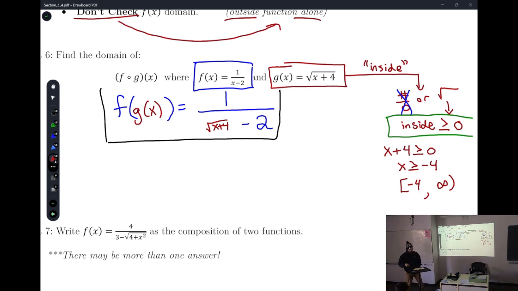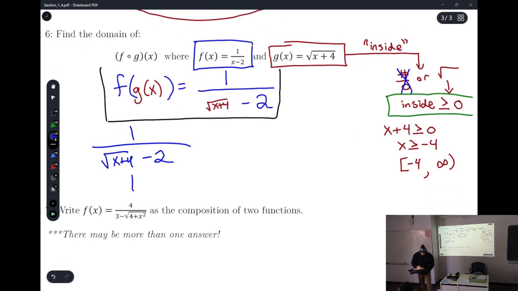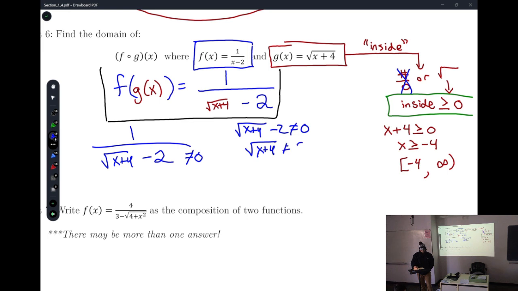Now what do we need to do? We check the inside. Check the whole thing. Okay, let's check the whole thing. Are there any possible bad numbers for the whole thing? The denominator better not be. So we're going to go root. I need more room. The denominator better not be 0. Root x plus 4 minus 2 better not be 0. Right? Which means the root of x plus 4 better not be 2.